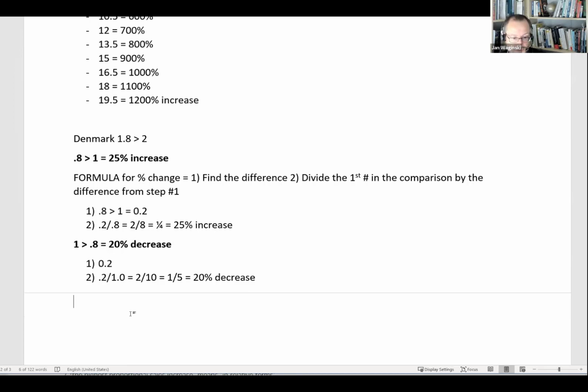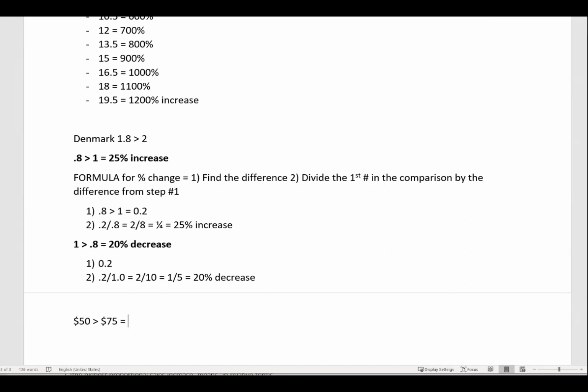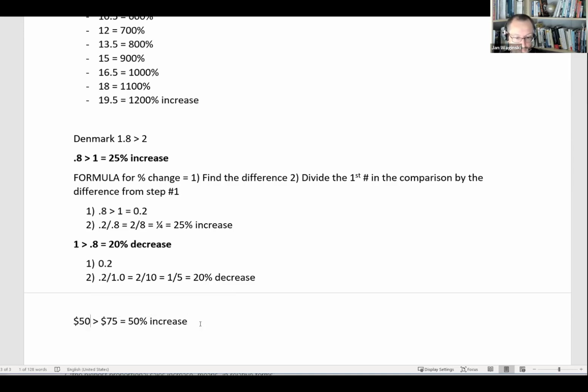Okay. So another simple example of exactly the same thing. Let's say a product costs $50 and the price goes up to $75. What percentage of a price increase was this? 50%. Yeah. Because the difference is 25. The difference between 50 and 75 is 25, and 25 over 50 is half.